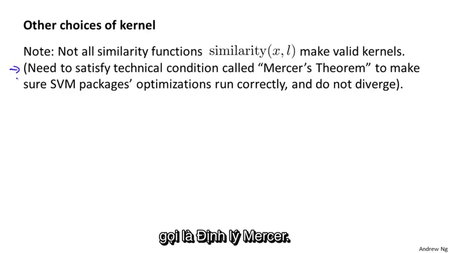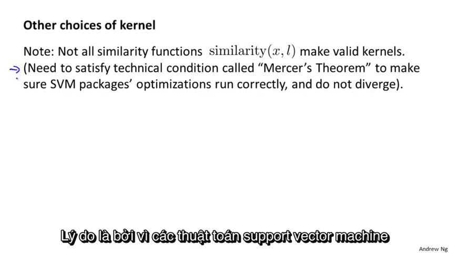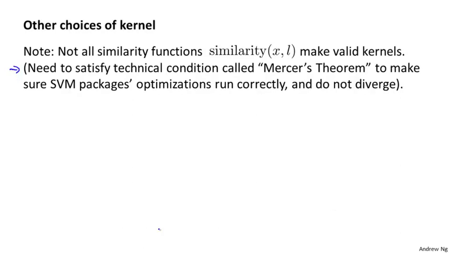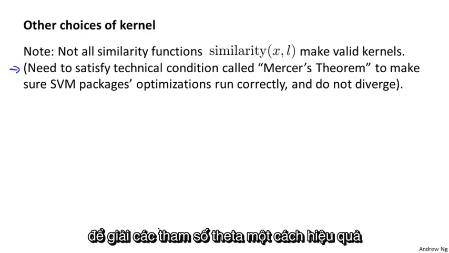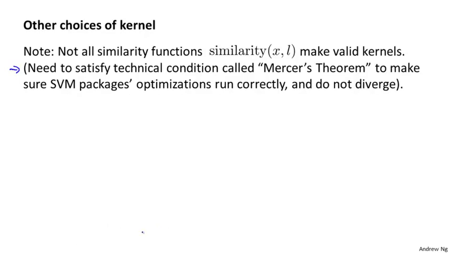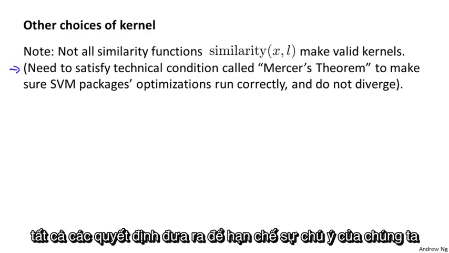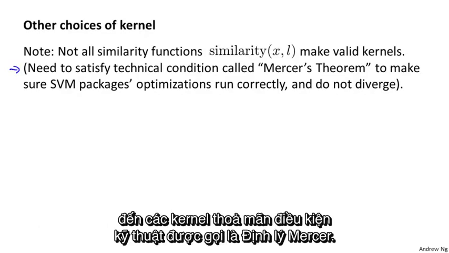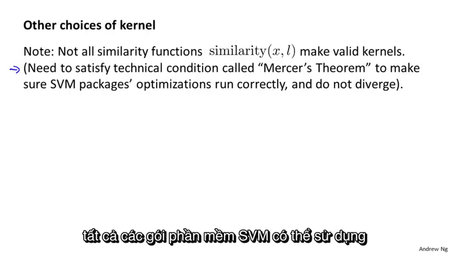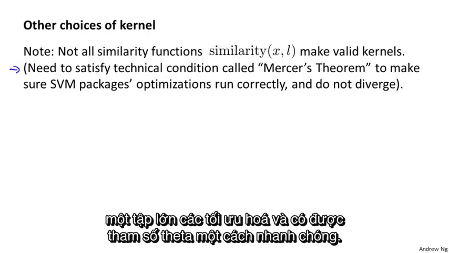It's called Mercer's theorem. And the reason they need to do this is because implementations of the SVM have lots of clever numerical optimization tricks in order to solve for the parameters theta efficiently. And in the original design of SVMs, there was a decision made to restrict our attention only to kernels that satisfy this technical condition called Mercer's theorem. And what that does is that makes sure that all of these SVM software packages can use a large class of optimizations and get the parameter theta very quickly.